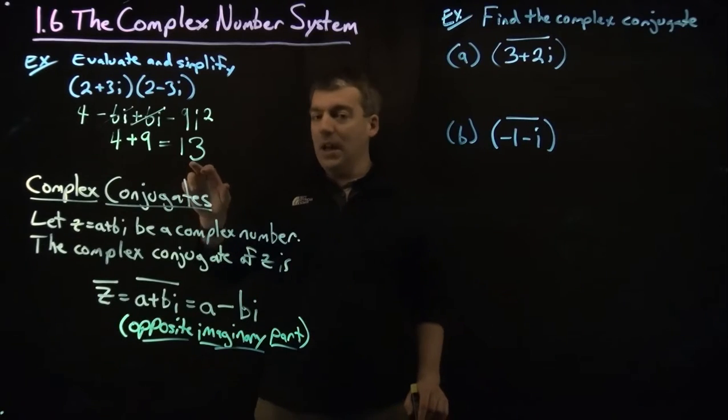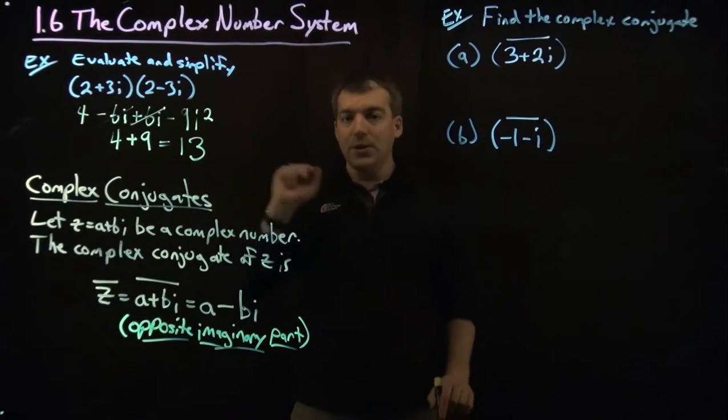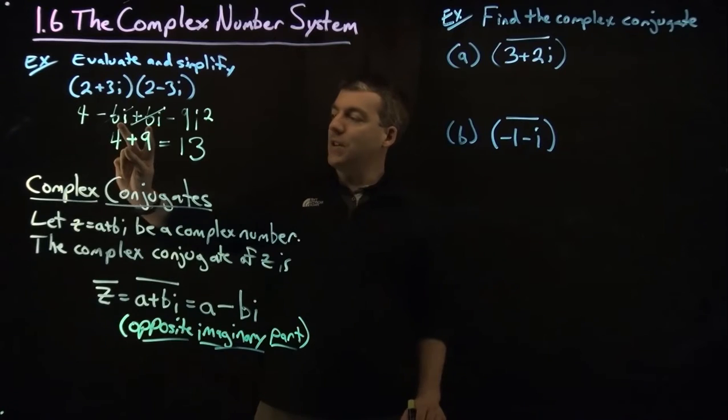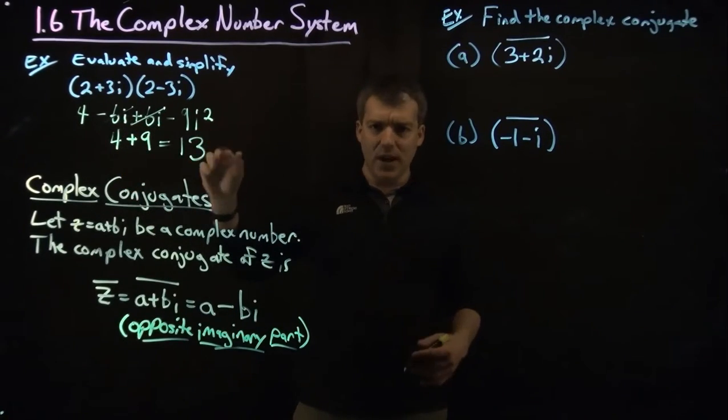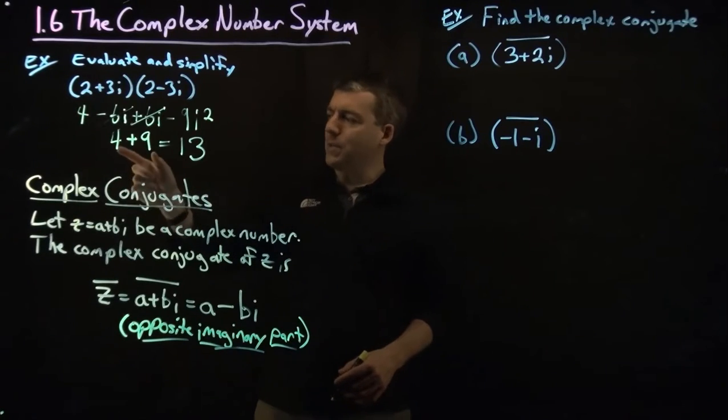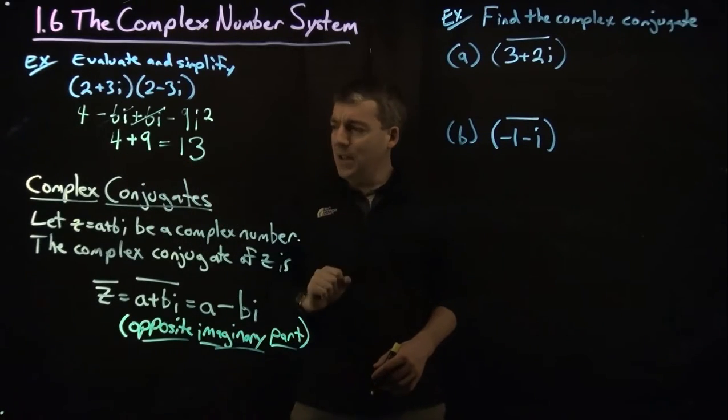All right, so notice the answer here has no imaginary part. The imaginary parts here canceled. We have the minus 6i and the plus 6i, and the i squared, of course, is negative 1, which is not a complex number. So we have 13.